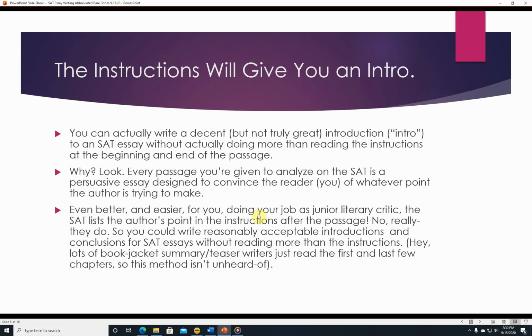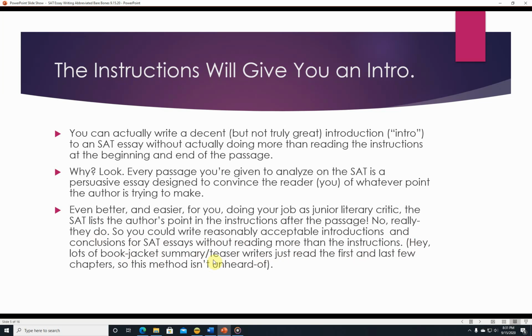So even better and easier for you doing your job as a junior literary critic, where you say how the author makes his or her case, the SAT lists the author's point, as I just told you, after the passage. No, really, they do. So you could write reasonably acceptable introductions and conclusions for SAT essays without reading more than the instructions. Lots of book jacket summary or teaser writers just read the first and last few chapters. I've heard the first 3 and the last 3. And they write those little blurbs or summaries that appear inside the dust jacket or on the back of a hardcover or a paperback book.